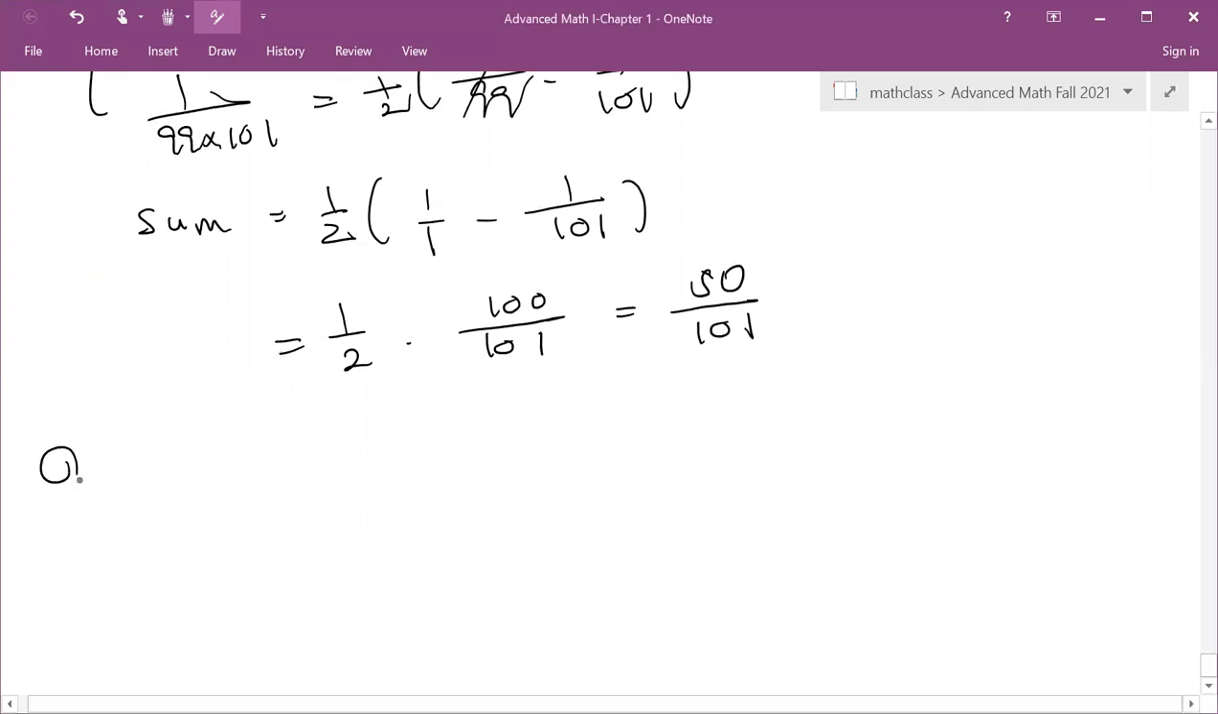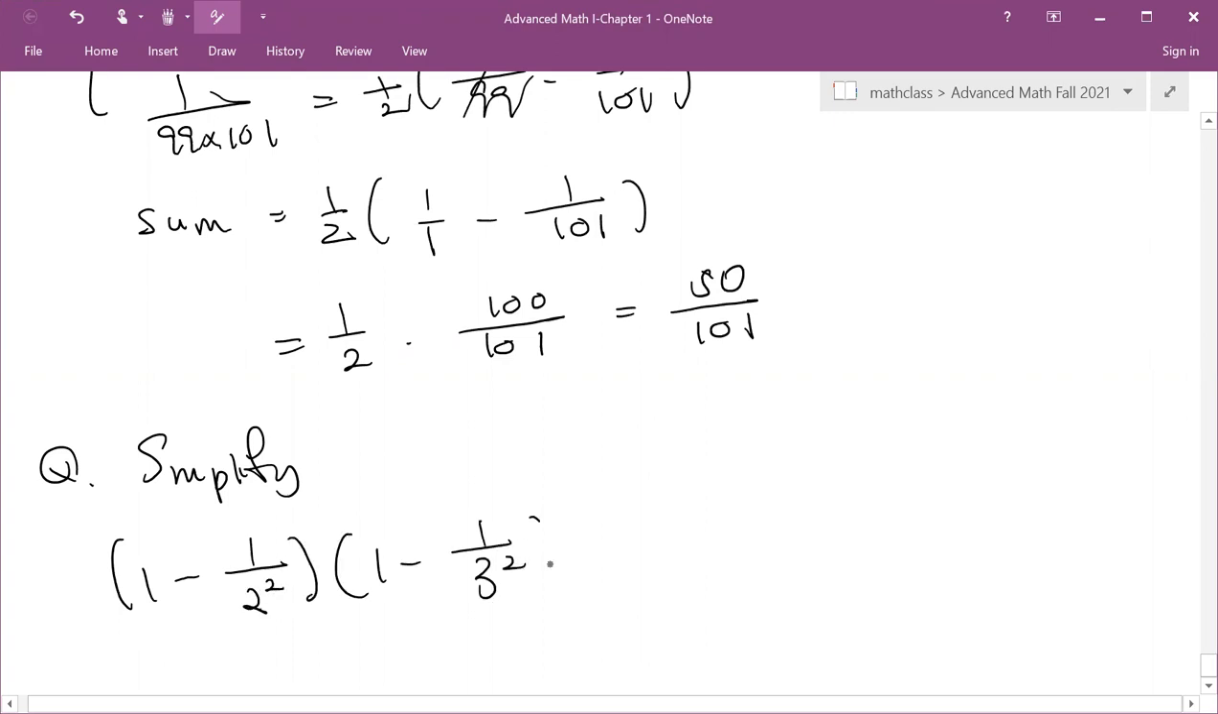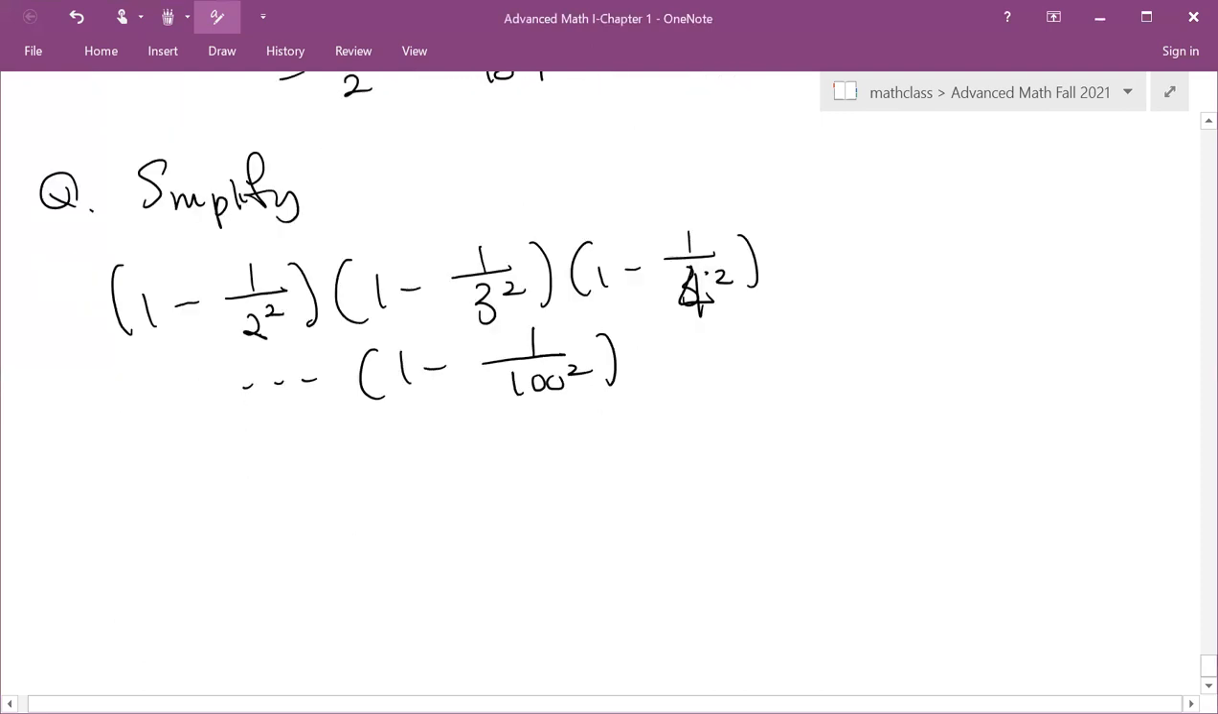Let's see. Here's the next one. It's a little bit difficult. Simplify the product of those perfect squares. How many terms are here? You have 99 terms, right? From 2 to 100.